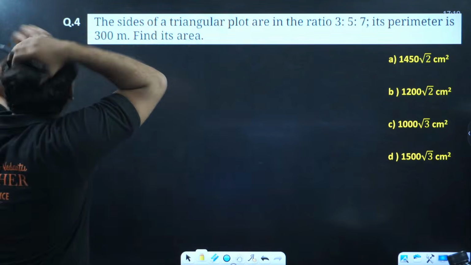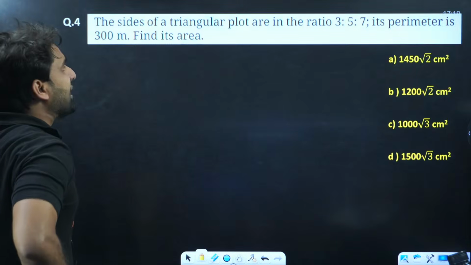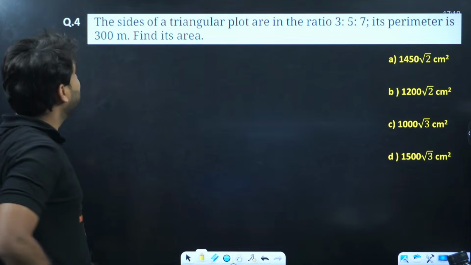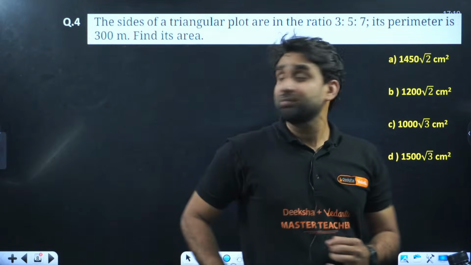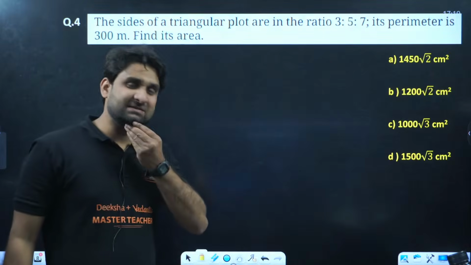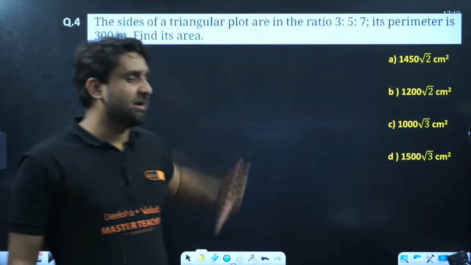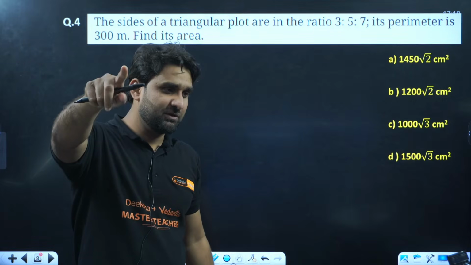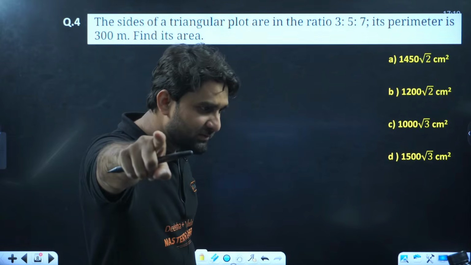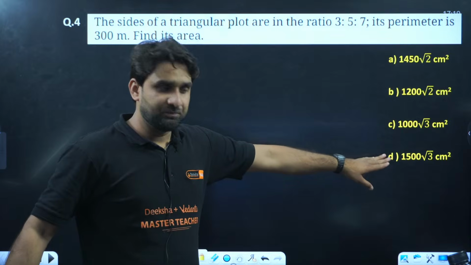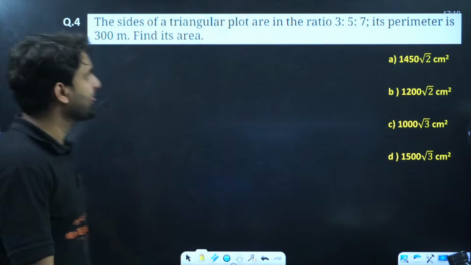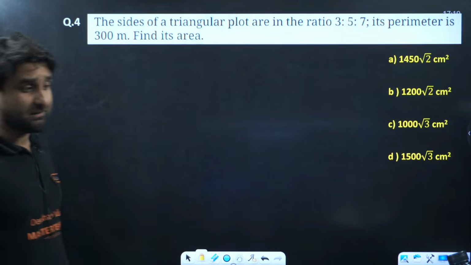Okay, look at the question. The sides of a triangular plot are in the ratio 3:5:7. Its perimeter is 300 meter. Find its area. Good question. Yes, tell me, which option will be correct? I'm giving you 3 minutes, all of you guys. Is there anyone who can solve this question? Tell me the correct option. Everyone, try this question. Interesting question, no doubt.